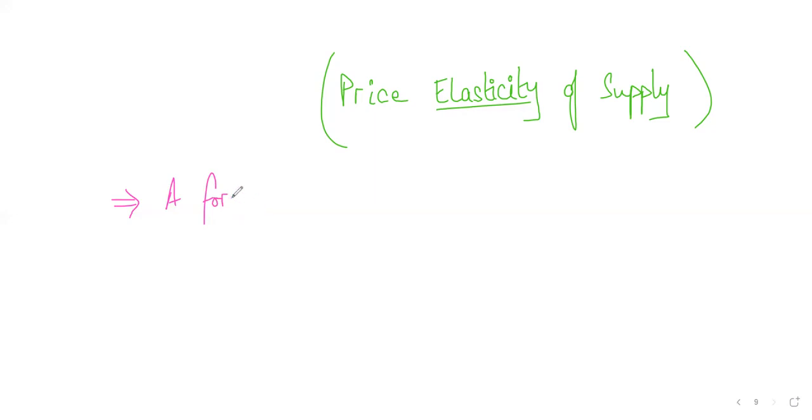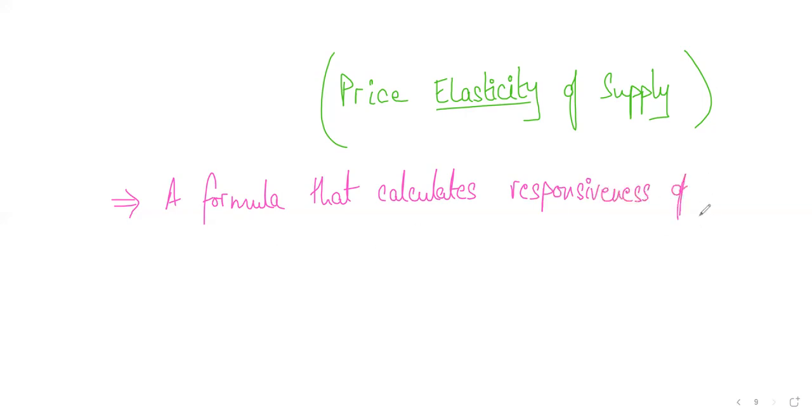A formula that calculates the responsiveness of quantity demanded due to change in product price, right? Sorry, not quantity demanded, this is supply. The responsiveness of quantity supplied due to change in price.